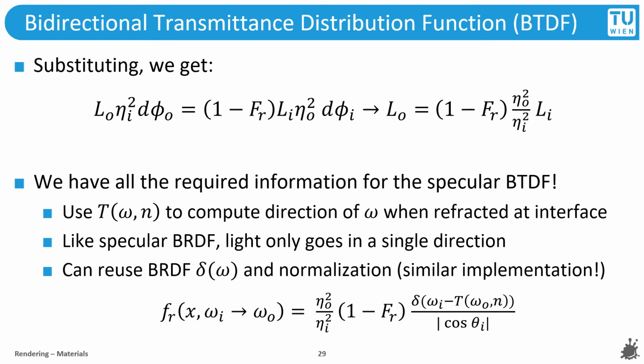From the specular reflection, we know that for the delta function to achieve this, we must add a compensation term of cosine theta for the formal definition of the BTDF. Notice though that in practice, several of these terms will cancel out in your implementation of the specular BTDF, as they did for the BRDF.